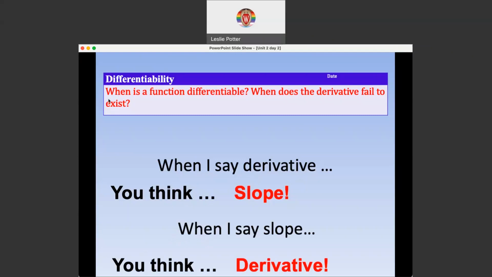Okay, so central question: when is the function differentiable? When does the derivative fail to exist? Like I said, these two are either or situations, so as we address one, we can address the other.